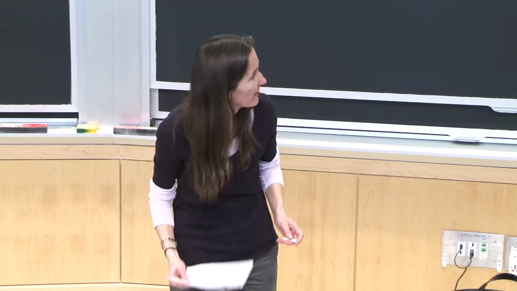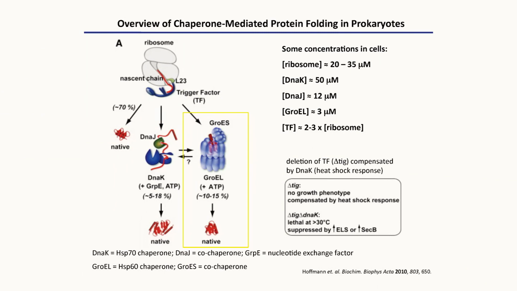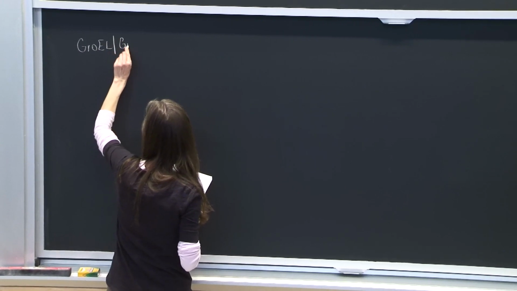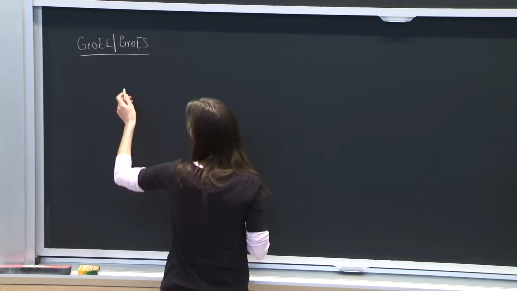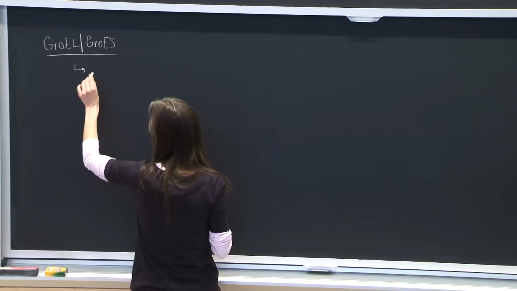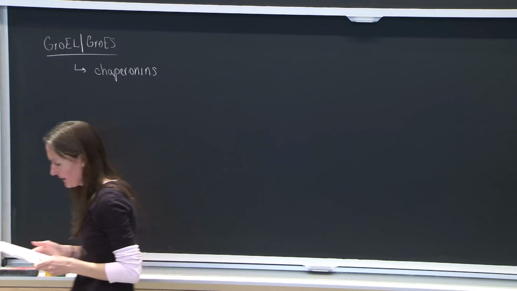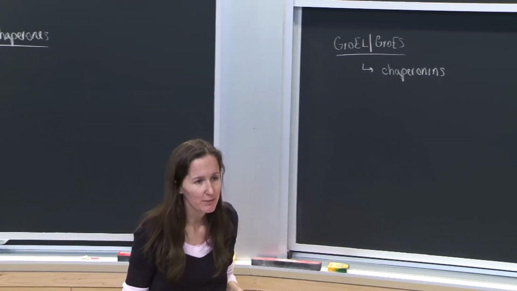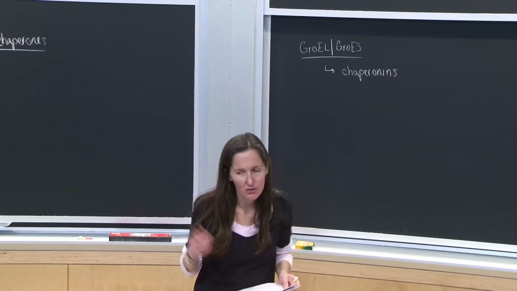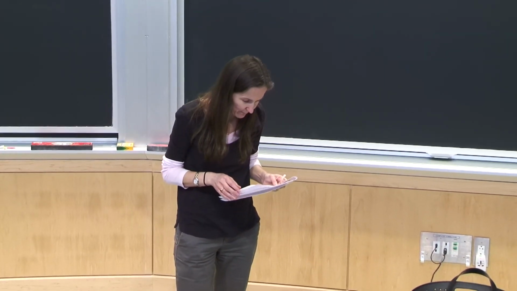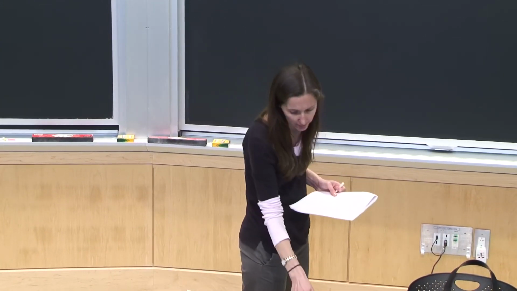Okay, so with that, we're going to leave trigger factor and move to the macromolecular machine GroEL, GroES. GroEL falls into a subset of chaperones called chaperonins. These are chaperones that are essential for viability in all tested cases. That tells you this machinery is really important for the cell and must be involved in folding of some important players here. So in terms of GroEL, GroES, what do we have?